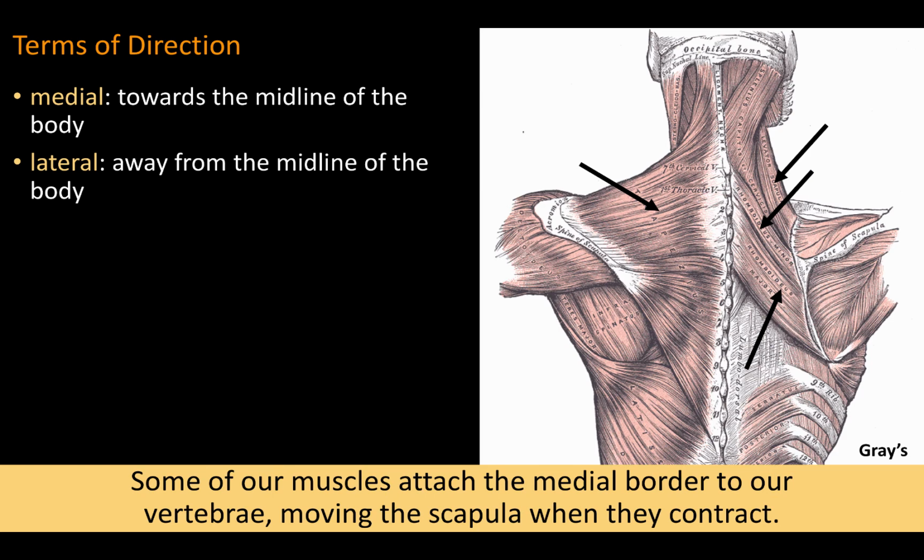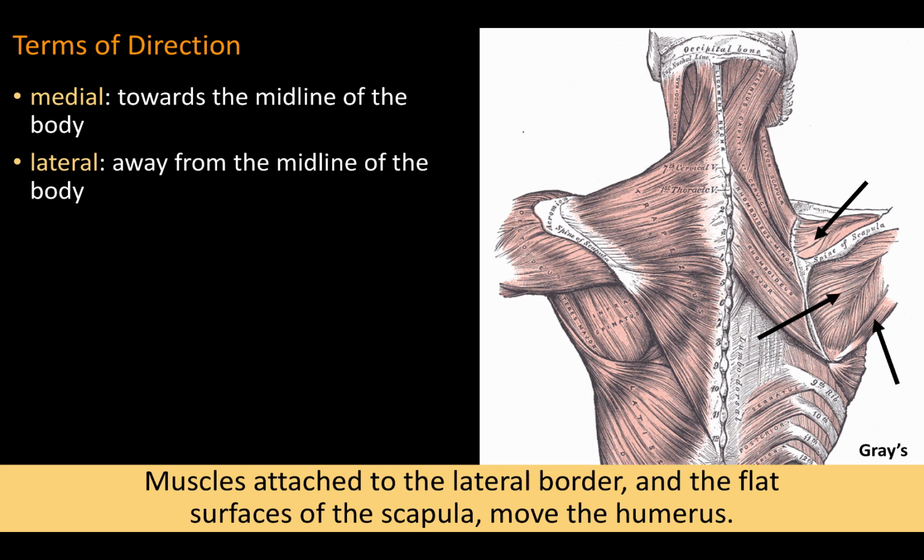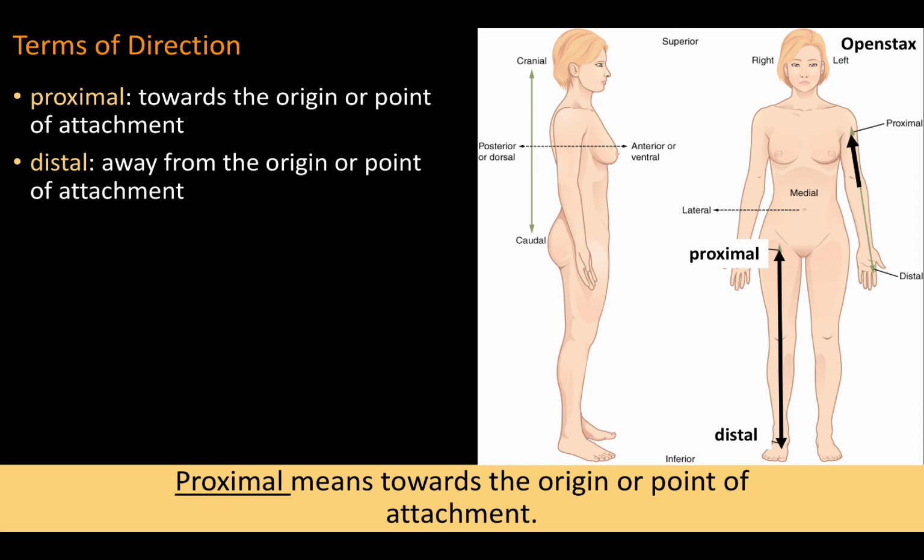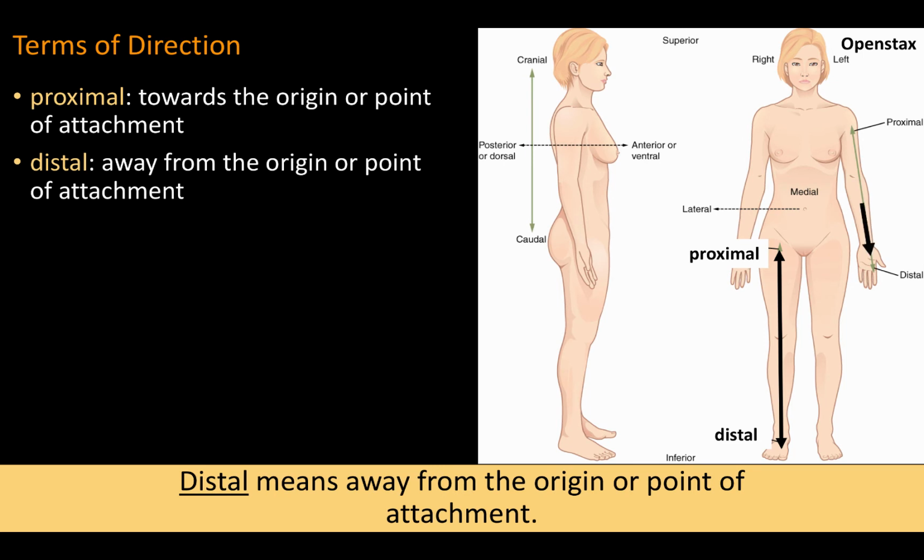Some of our muscles attach the medial border to our vertebrae, moving the scapula when they contract. Muscles attached to the lateral border and the flat surfaces of the scapula move the humerus. Proximal means towards the origin or point of attachment. Distal means away from the origin or point of attachment.